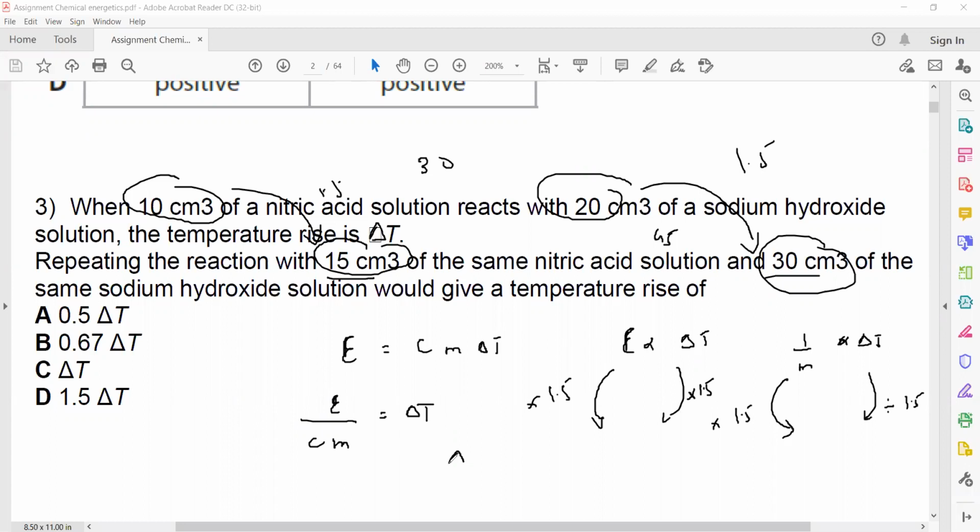So due to the energy change, it will increase by 1.5 times, and due to the mass change, or increase in mass, it will divide by 1.5 times. So both will cancel out, both changes cancel out each other. That is why the temperature change will be the same as what was there when we were using 10 cm cube of nitric acid with 20 cm cube of sodium hydroxide. Is it clear? So they basically cancel out the effect of each other.